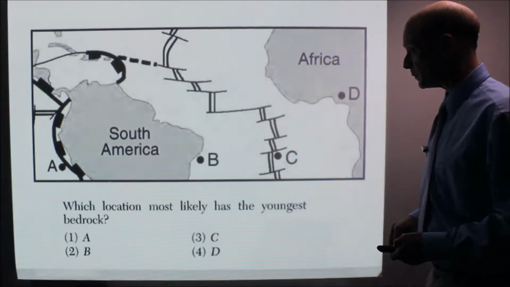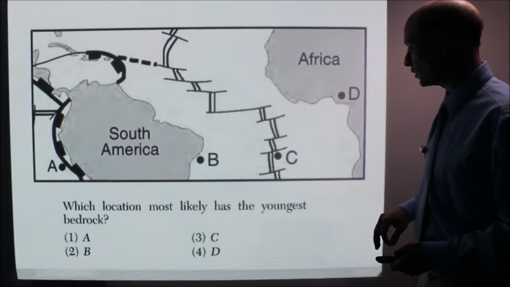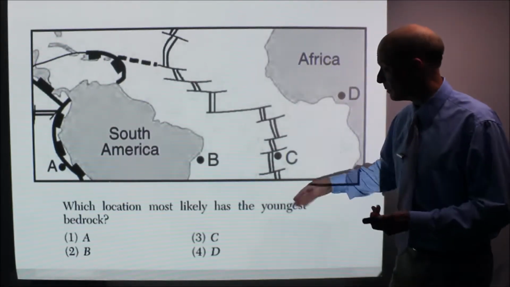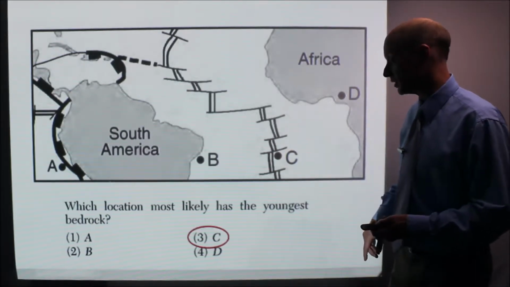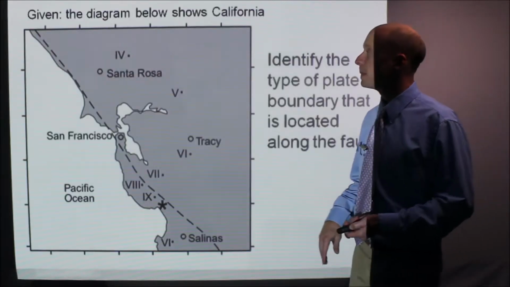Okay? Which location most likely has the youngest bedrock? See, this is a very similar kind of question with the same basic idea. New rock forms at the Mid-Atlantic Ridge. Therefore, C is closest. So, choice 3.